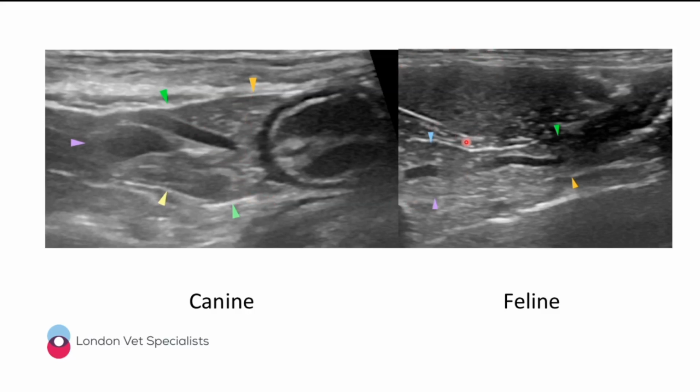Feline pancreas, we've got the spleen here, and the stomach is going to be just here, and the colon is going to be just here caudally. And again, we've got the pancreas in between these three organs, so that's our little triad, and we're looking at the space in between, and this is the little pancreatic duct here. So this is a feline pancreas, and this is a canine pancreas.